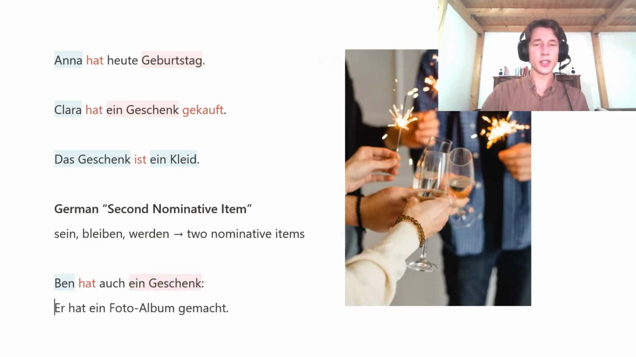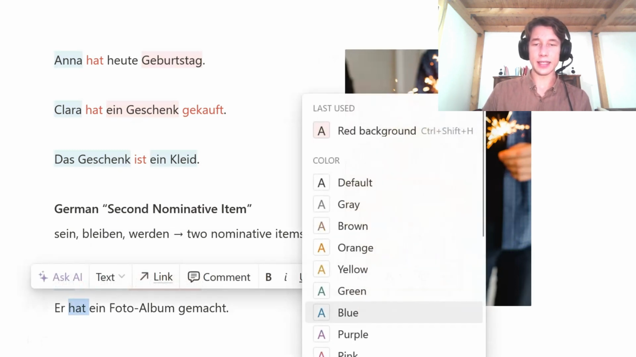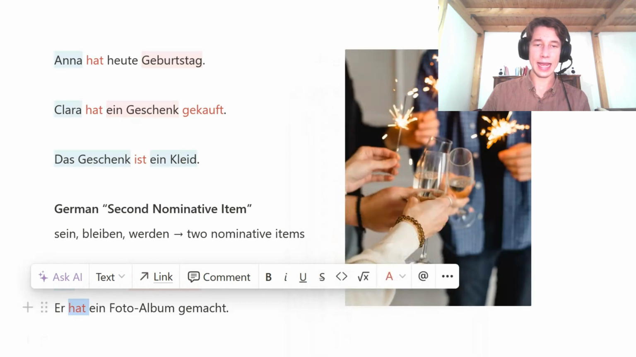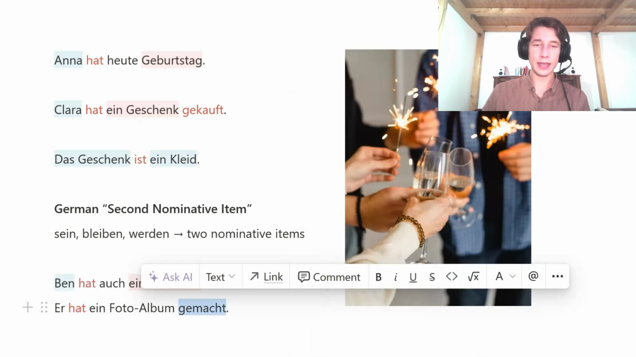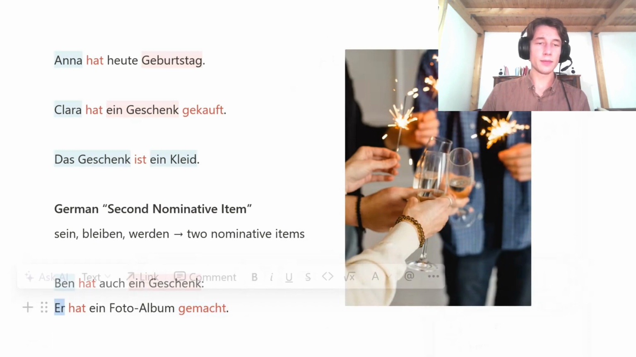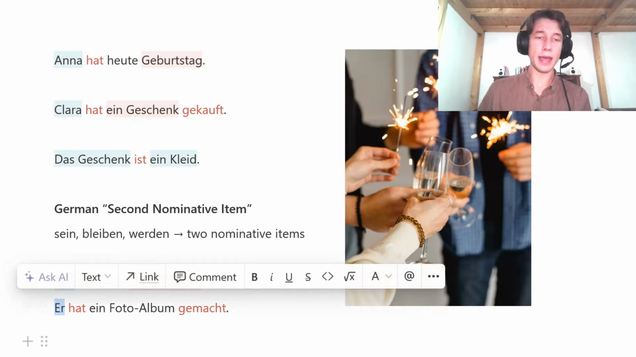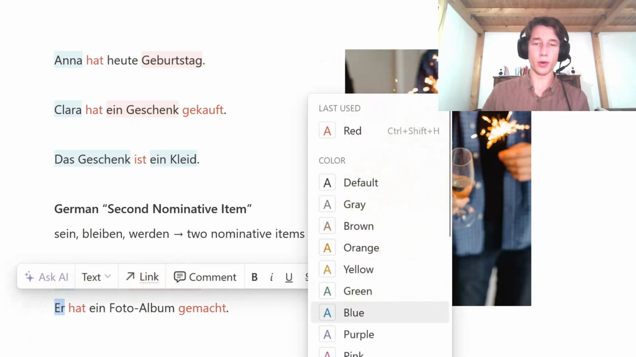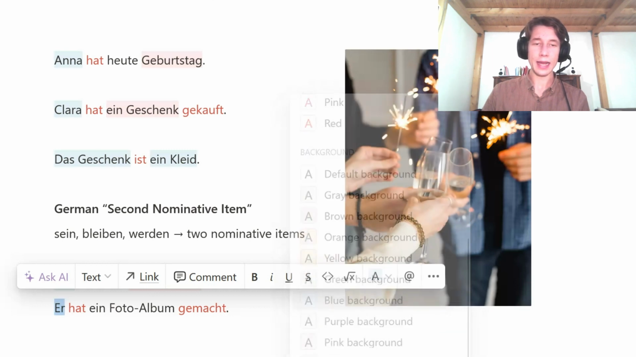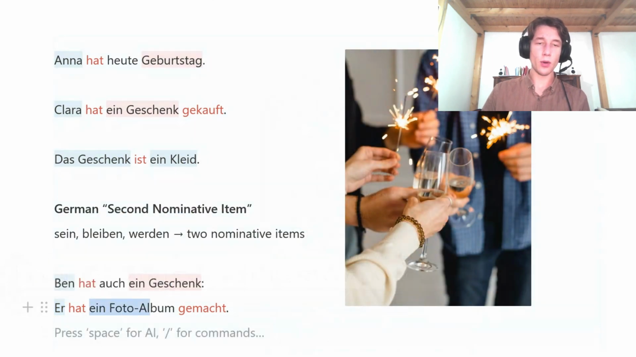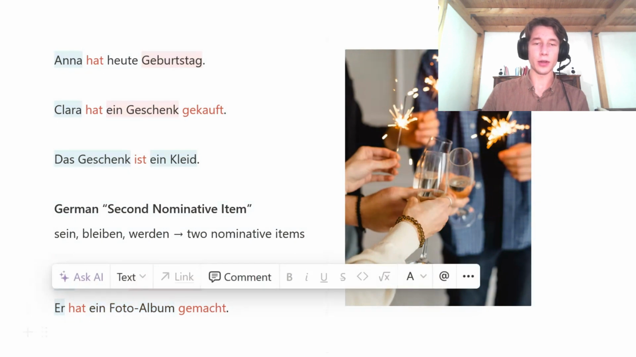And then it continues. Hat ein Fotoalbum gemacht. He has made a photo album. So let's see. The action here is described by two verbs. He has made, hat gemacht. He has made a photo album. And again, Ben is basically the person who's performing this action. But in this sentence, Ben is referred to by the pronoun er. So er hat ein Fotoalbum gemacht. Now, what has he made? He has made the photo album.